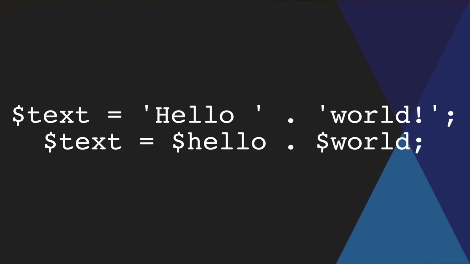Strings are the most common data type because they're simply text. Anything inside single or double quotes is a string. So our hello world text from earlier was a string. Combine two strings by placing a period between the two strings or two variables containing strings. This is known as concatenation.